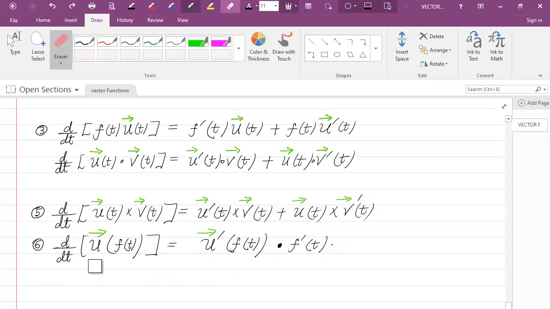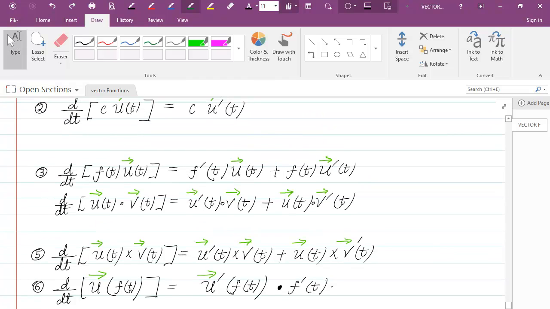If I'm taking the derivative of u of f of t, then that's the same as the derivative of u evaluated at f of t multiplied by f prime of t. Sorry, so this is u of f. When I'm taking the derivative of u of f of t, that's the derivative of u evaluated at f of t multiplied by f prime of t. Here, this multiplication is scalar multiplication. That is, this guy here is a vector, and this is a scalar.